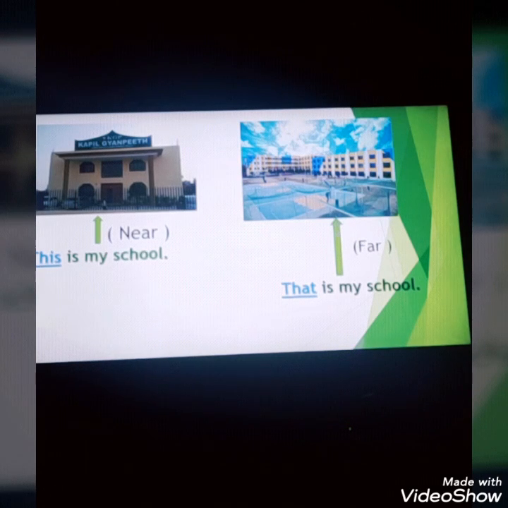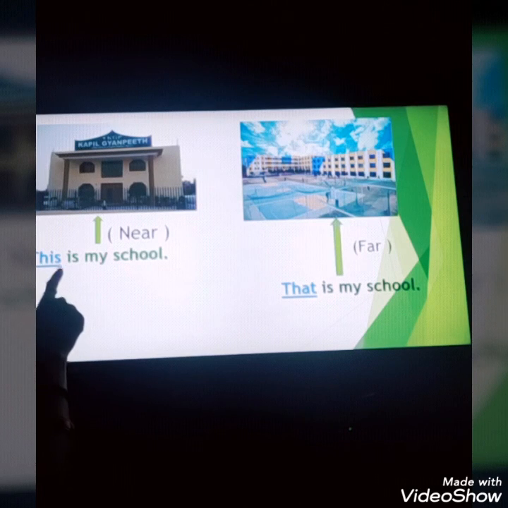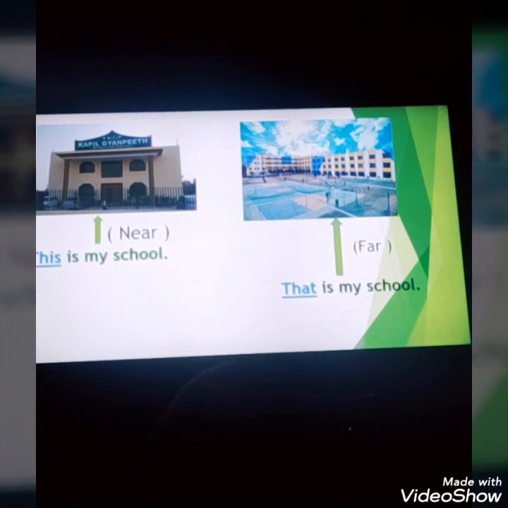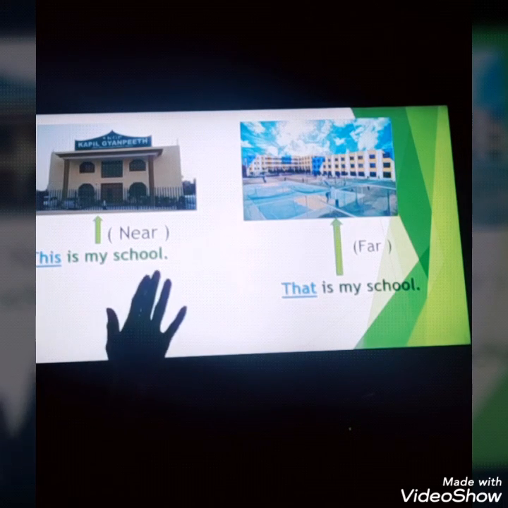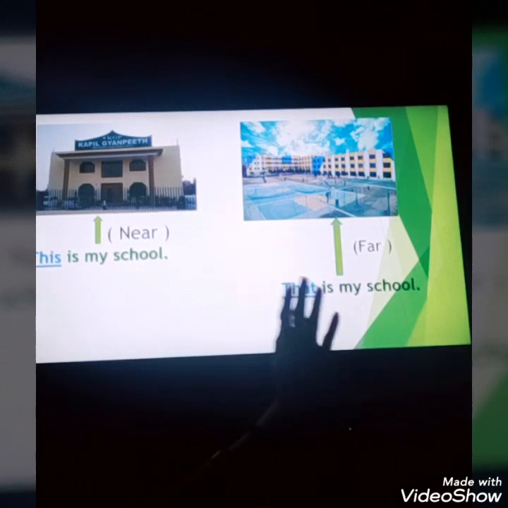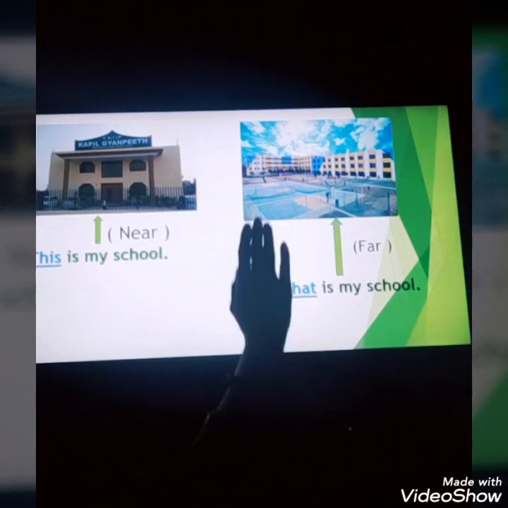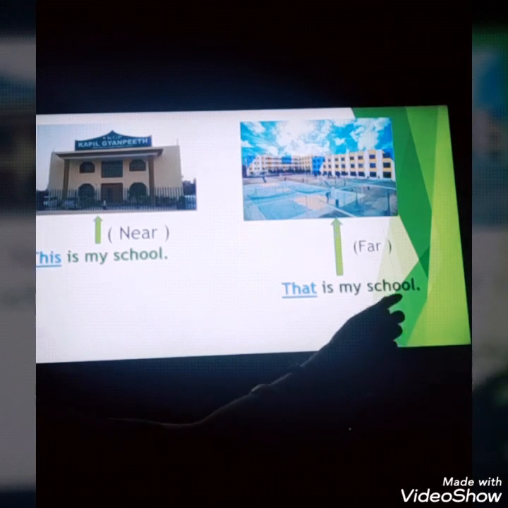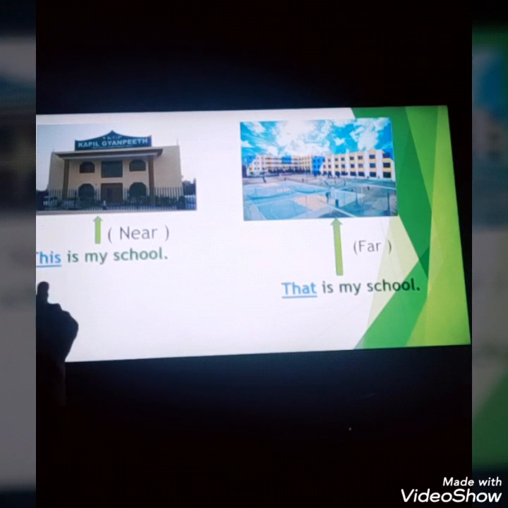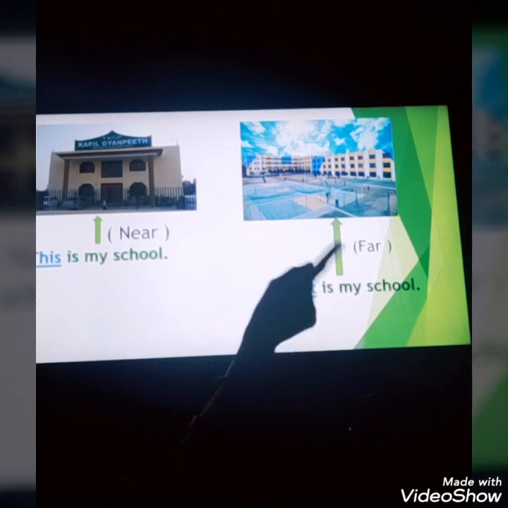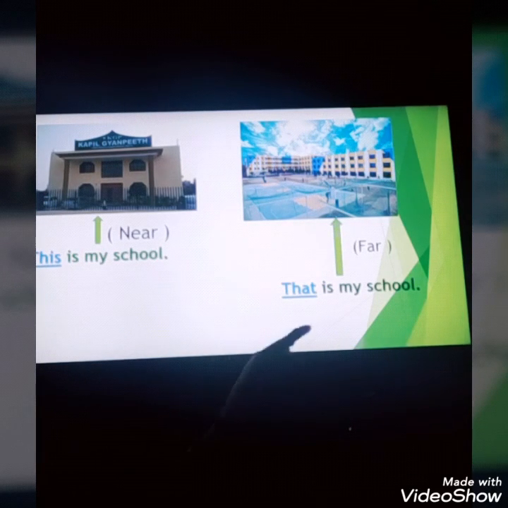You and your friend are crossing near your school, and you want to show your friend your school. What will you say? If you are near to your school, you will say, this is my school. And if the school is far, not near to you, you will say, that is my school. So remember, if you are near to an object or a person or a thing, you will use this. And if you are far away from that, you will use that. Okay?